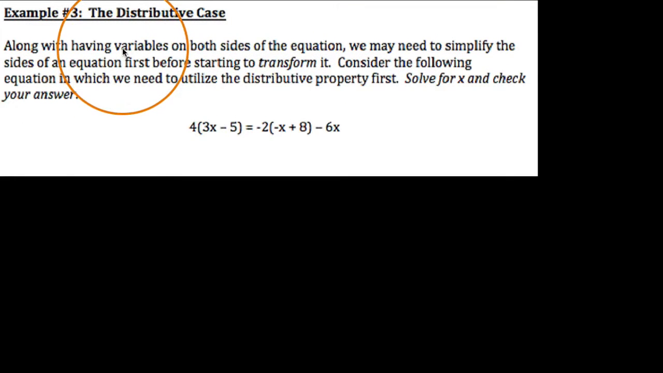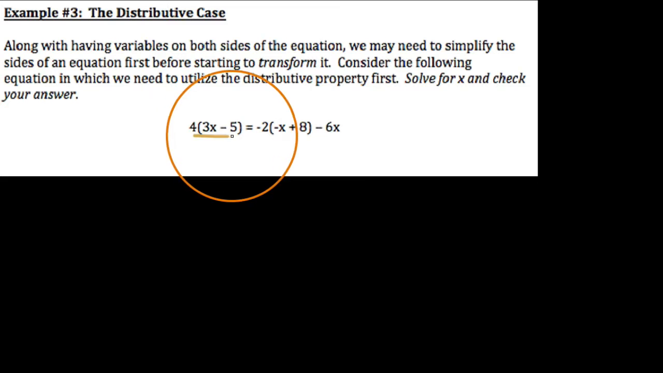Okay, YouTube, we're going to look at another example of solving linear equations, but one in which we have to do some simplifying first. So you notice I titled this the distributive case, but the reason why is because if we're going to solve this equation for x, I notice that I have like x's all over the place. So recall that step number one when you solve an equation is always this: simplify both sides.